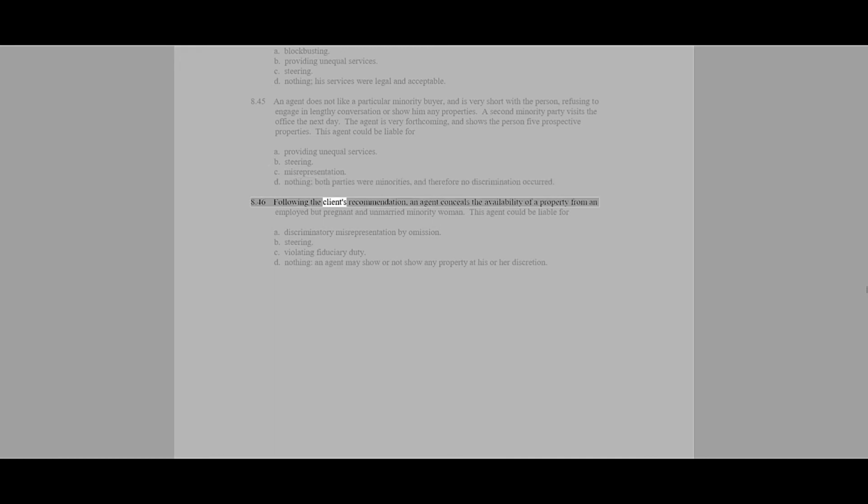8.46 Following the client's recommendation, an agent conceals the availability of a property from an employed but pregnant and unmarried minority woman. This agent could be liable for A. Discriminatory misrepresentation by omission. B. Steering. C. Violating fiduciary duty. D. Nothing. An agent may show or not show any property at his or her discretion.